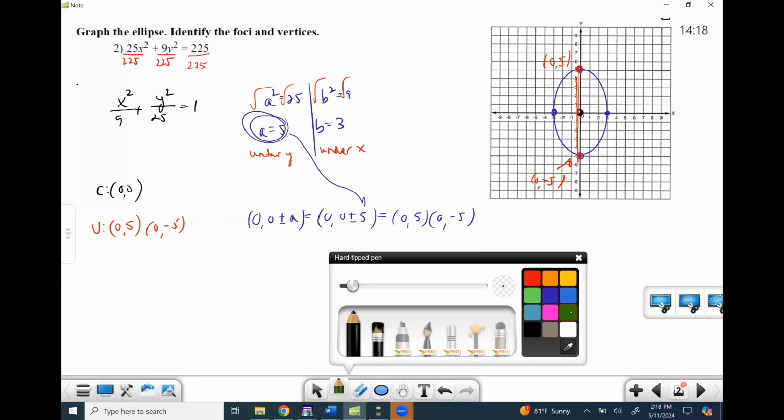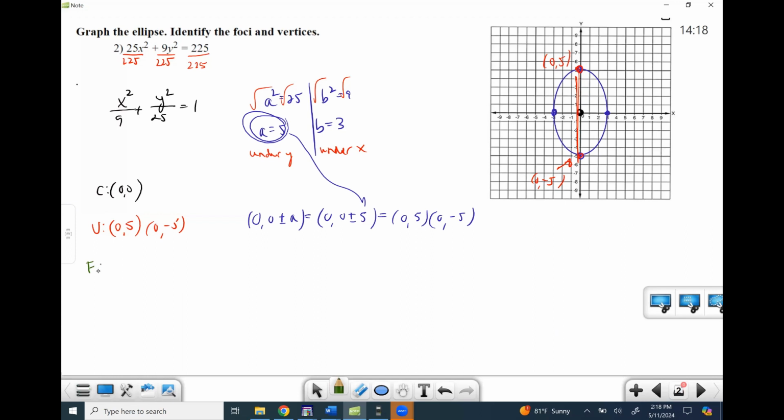Now the foci, same thing. The foci also lie somewhere in the picture. I'm just going to put them in a fake spot, but they lie somewhere along the major axis. So that means that we're going to be adding and subtracting c to the y value because we're going up and down. Okay. So we just have to figure out what the c is.